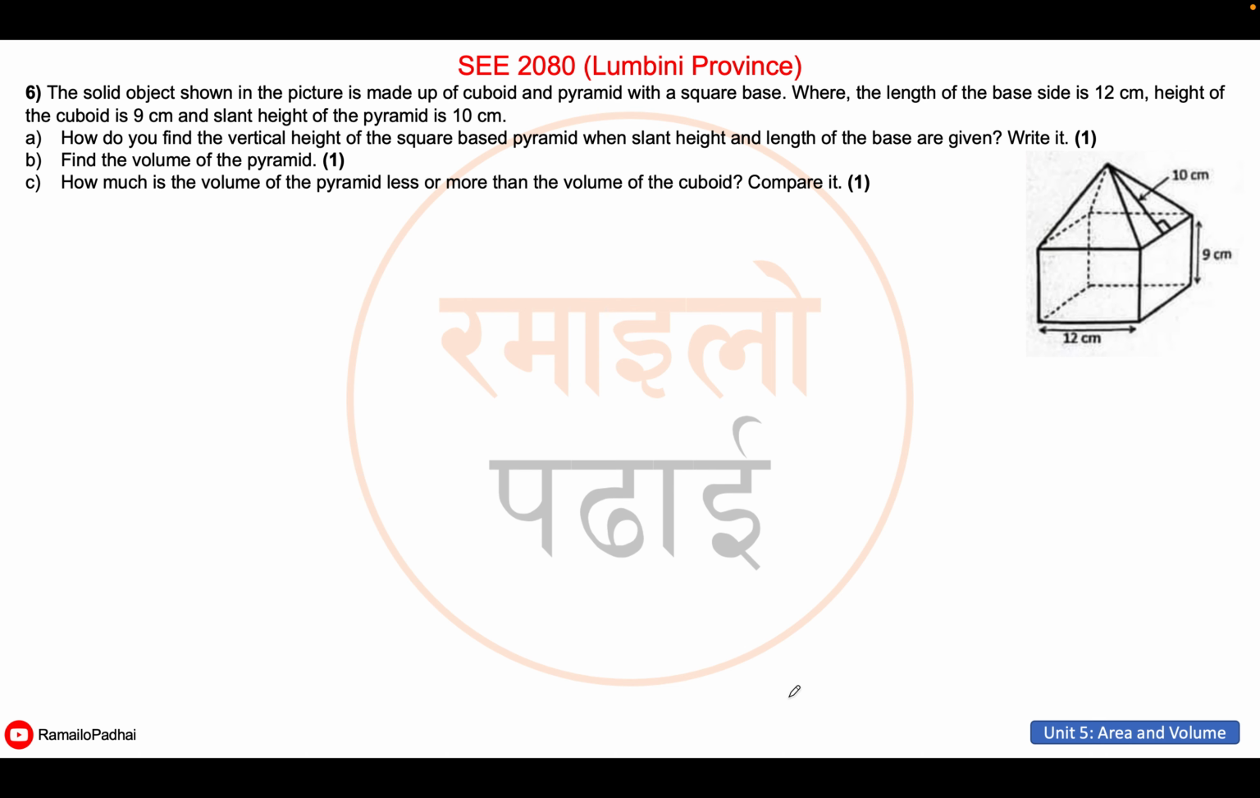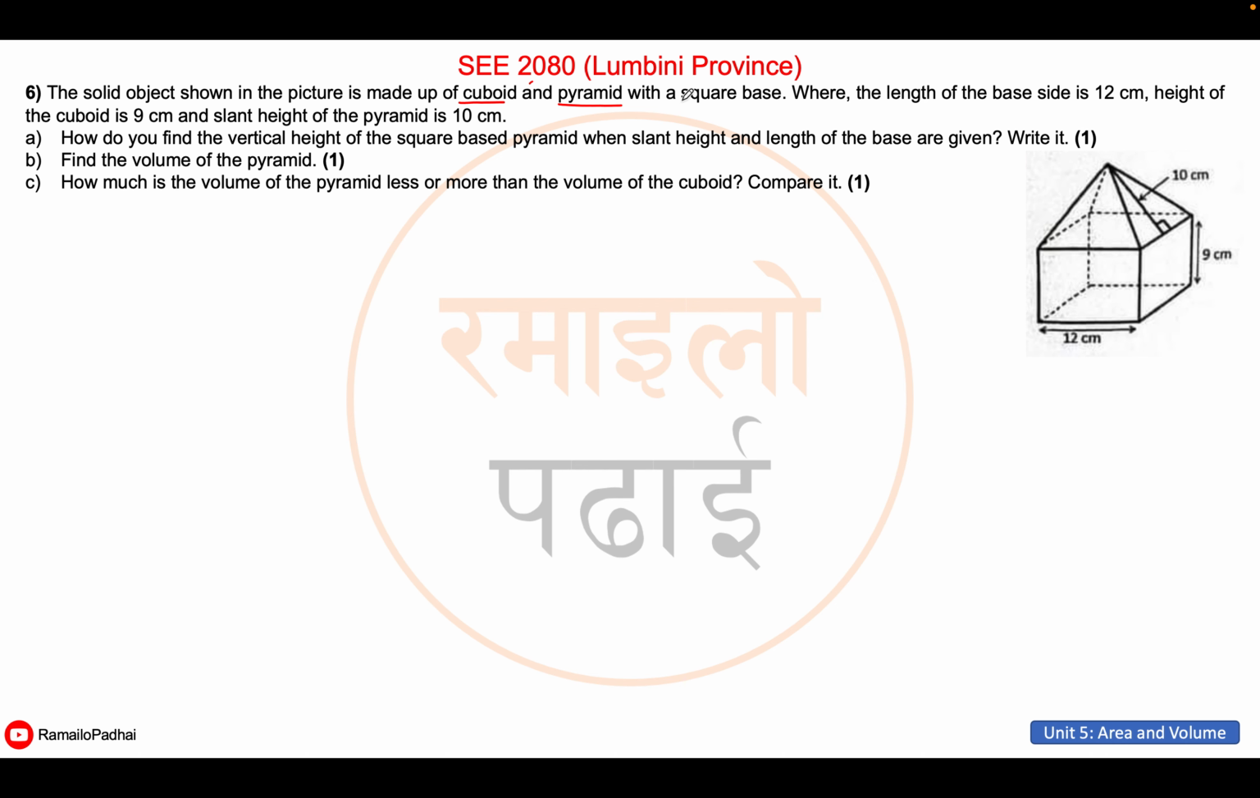Today we are going to solve a question from Unit 5 Area and Volume that was asked in SE 2080 at Lumbini Province, and the question says that the solid object shown in the picture is made up of a cuboid and a pyramid with a square base. So we have a cuboid and a pyramid.